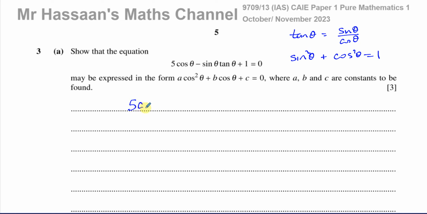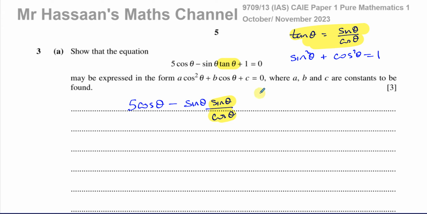So let's start off by doing that. We have 5 cosine theta minus, I'll have sine theta times sine theta over cosine theta. The tan theta here became sine theta over cosine theta from this identity over here.